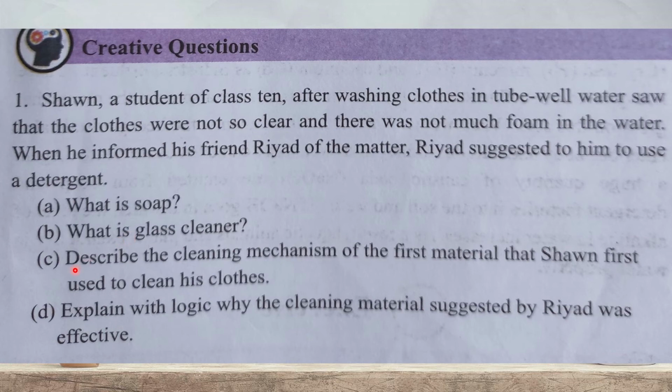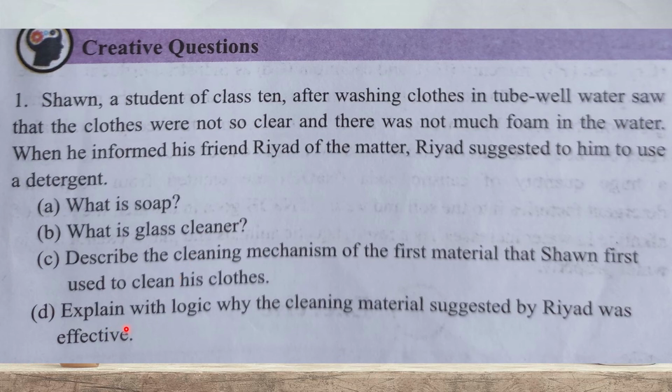Now question C. Describe the cleaning mechanism of the first material that Shaun used to clean his clothes. Shaun first used soap to clean his clothes. So you have to explain the cleaning mechanism of soap. You will get it from the book, and also you will get it in my lecture 10. So from there you can write the answer to this question.